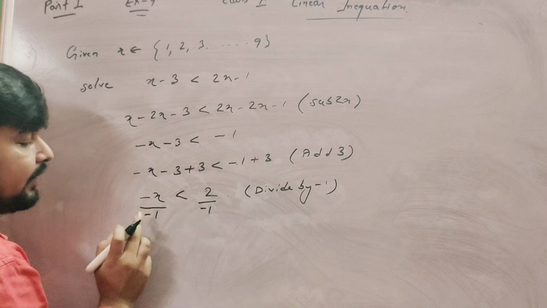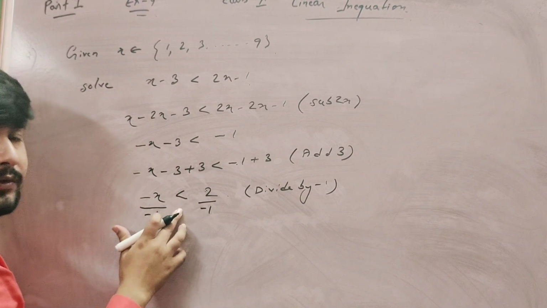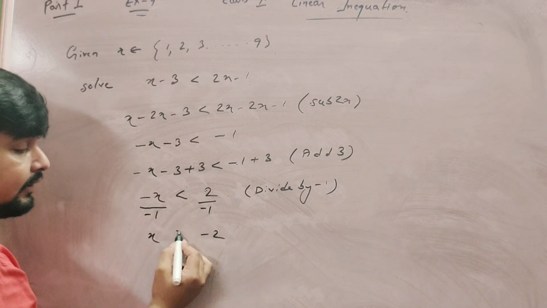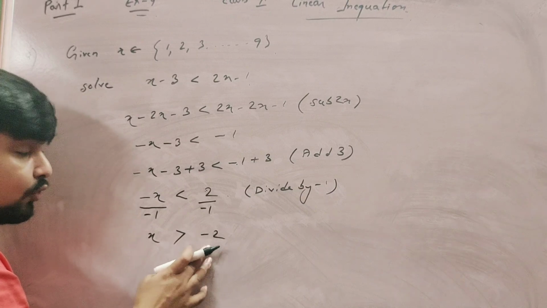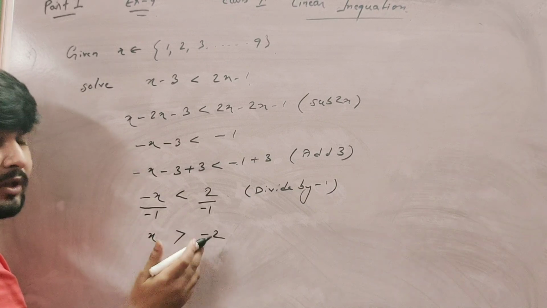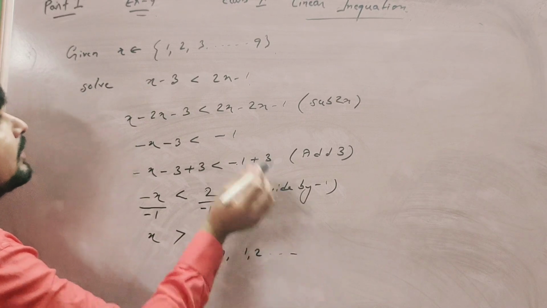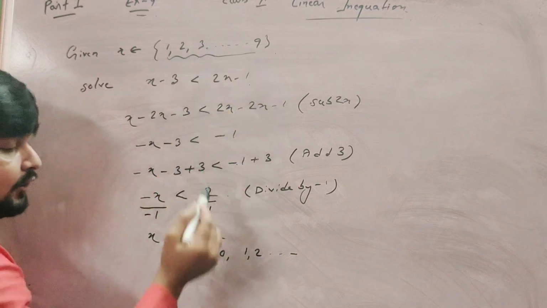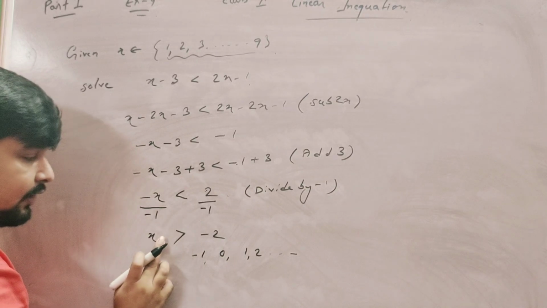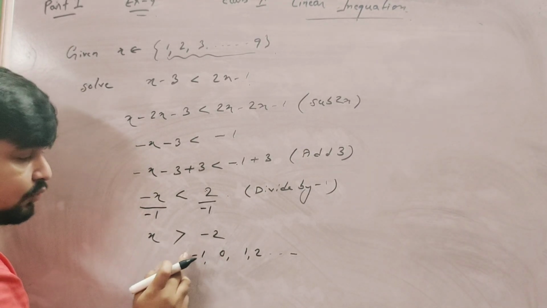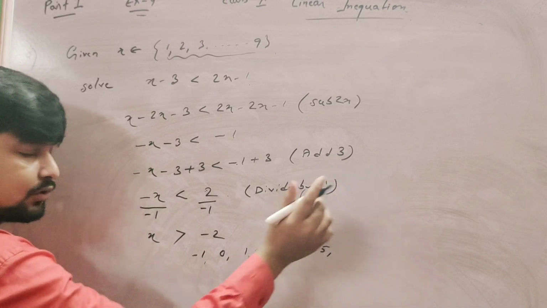And we know that when any number is divided or multiplied by a negative number, then its inequation sign gets reversed. So the value of x is more than minus 2. More than minus 2 is minus 1, 0, 1, 2 and so on. The given portion is here 1 to 9. So again I repeat, value of x is more than minus 2. More than minus 2 is minus 1, 0, 1, 2, 3, 4, 5 and so on.